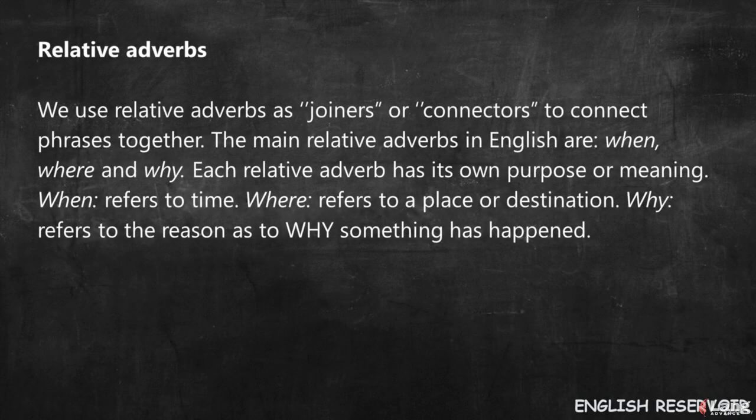Relative adverbs. We use relative adverbs as joiners or connectors to connect phrases together. The main relative adverbs in English are when, where, and why. Each relative adverb has its own purpose or meaning. When refers to time. Where refers to a place or destination. Why refers to the reason as to why something has happened.